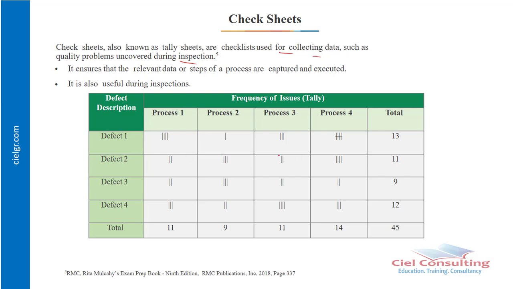And then of course the sum total is put at the right hand side. This is essentially what a check sheet is for. So remember, we said the check sheet is used for data gathering, and it's also a very important tool we can use, especially when it comes to inspection.